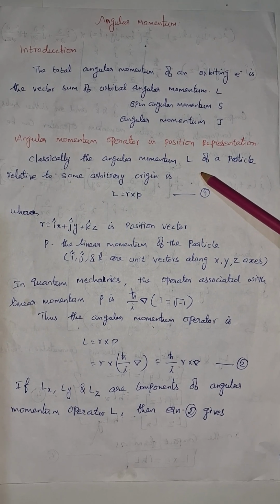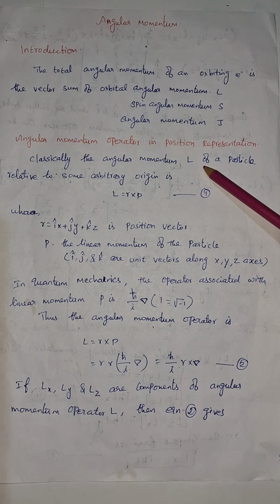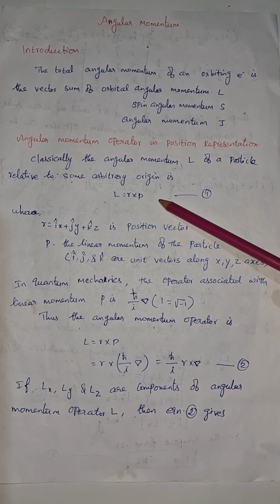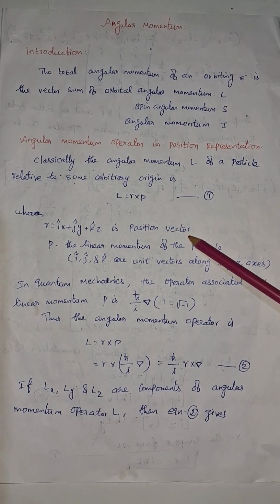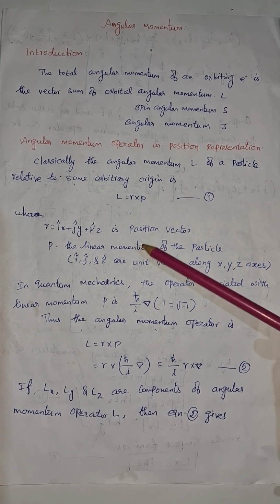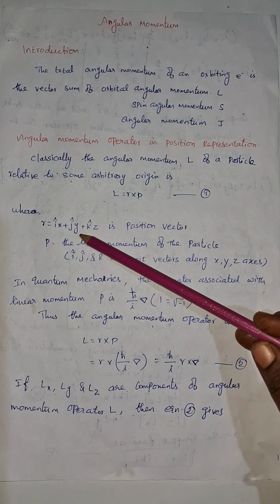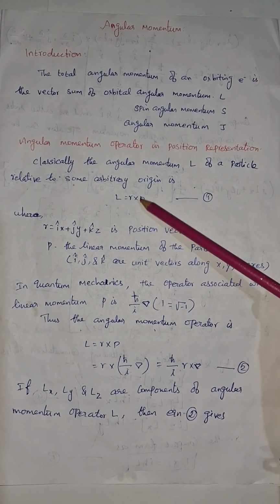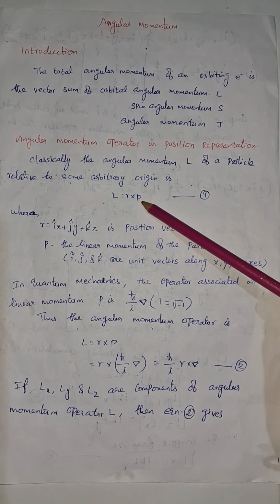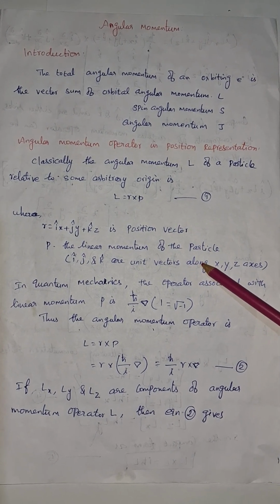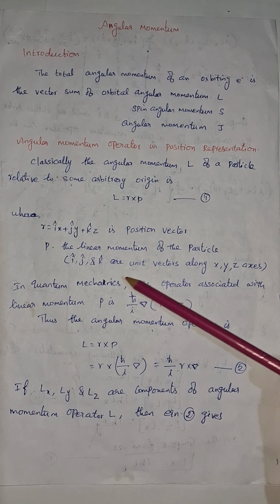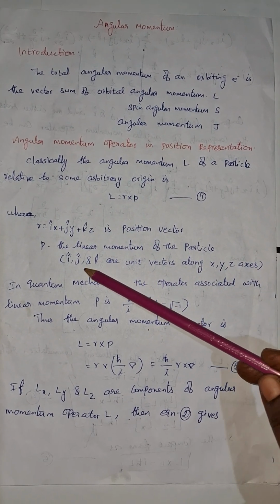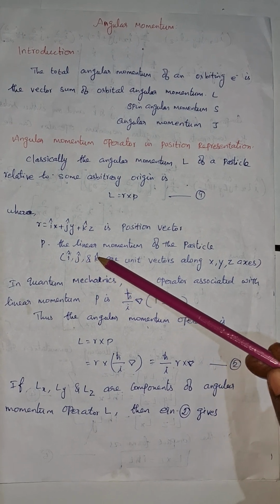Initially, in the classical way, the angular momentum L of a particle can be written as L equivalent to r cross p. Here r is the position vector. It is represented by i cap x, j cap y, k cap z. In the same way, the momentum operator can be written for the particular particle, for three axes x, y, z, with the unit vectors i cap, j cap and k cap.